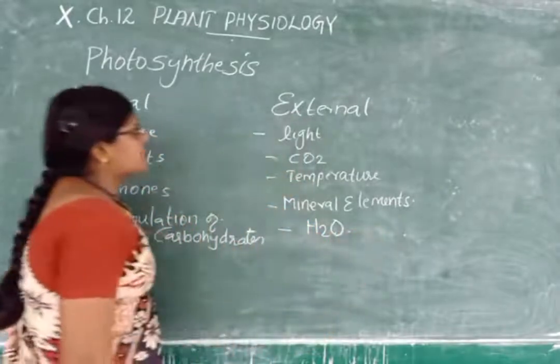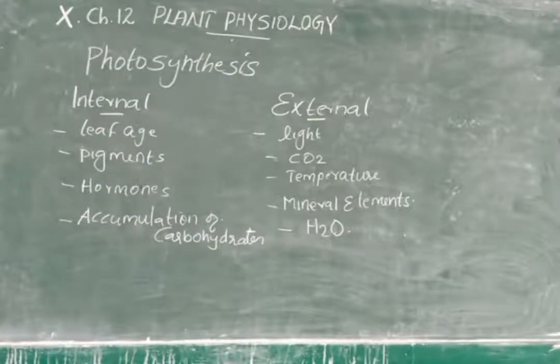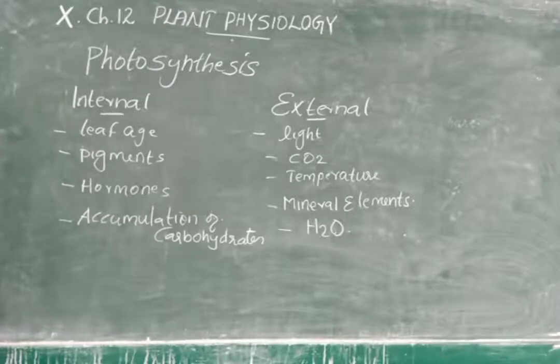So these are the external factors that affect photosynthesis, whereas leaf age, pigments and accumulation of carbohydrates are the internal factors. The factors that affect photosynthesis are of two types, internal and external. Internal factors are leaf age, pigments, hormones and accumulation of carbohydrates, whereas external factors are light, carbon dioxide, temperature, mineral elements, and finally water.